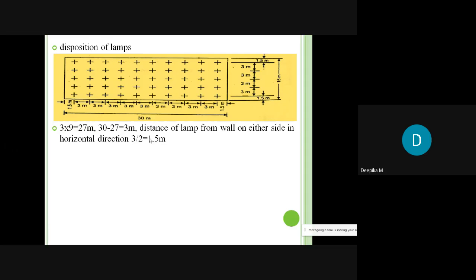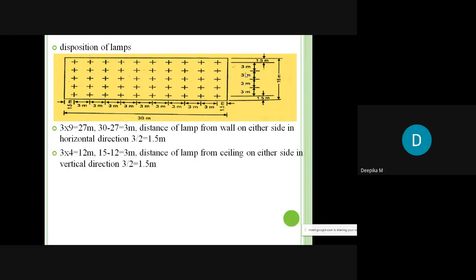Again, in the vertical direction also, you have 3 meters. So therefore 3 into 4, 12 meter. So the lamps have covered only 12 meters. So again, we are left with 3 meter, which can be calculated again as 3 by 2, which is nothing but 1.5 meter. And in the problem, they have given the value that assume space to height ratio as unity. So therefore, mounting height can be calculated.